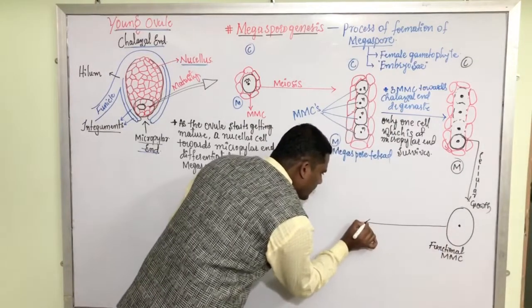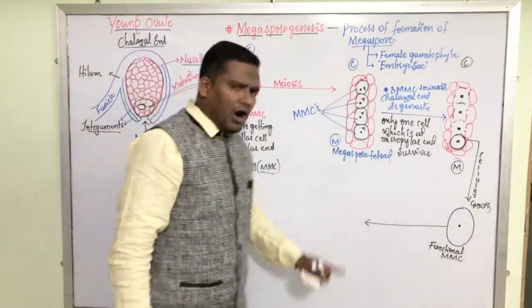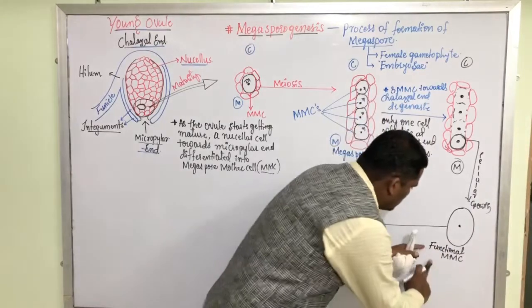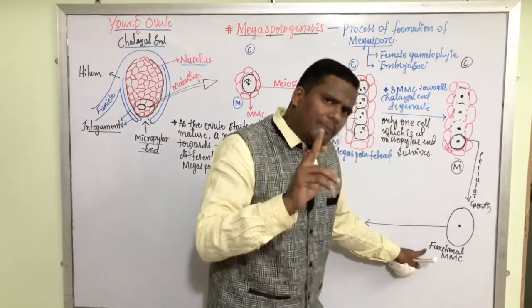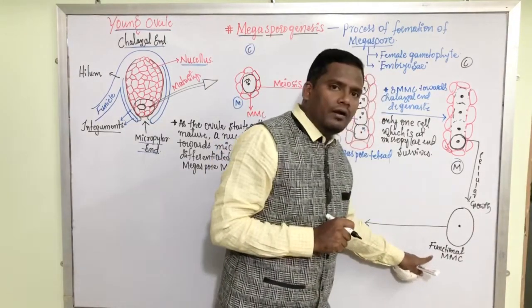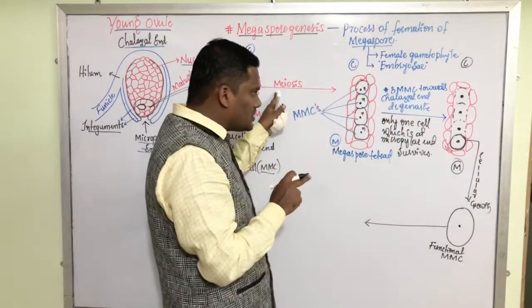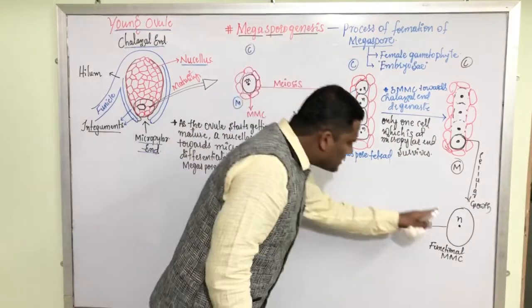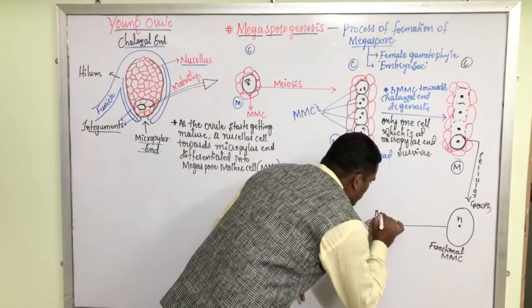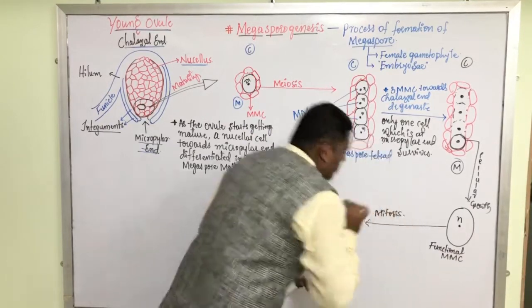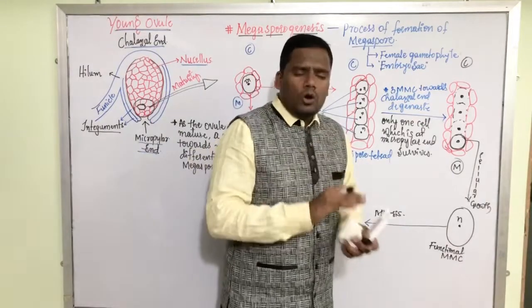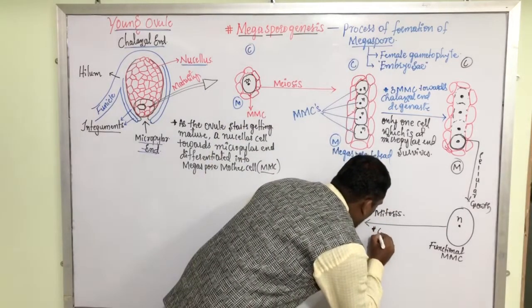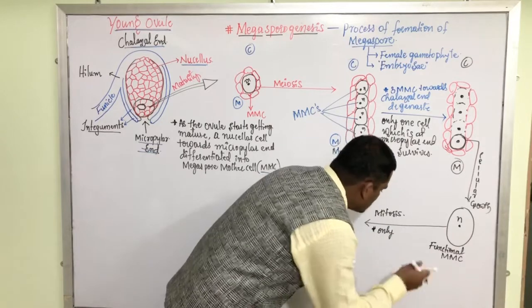After this, the functional megaspore mother cell performs a series of mitosis. Now, you people can answer this. This functional megaspore mother cell, is it haploid or diploid? It is the result of meiosis. That means definitely it is a haploid cell. This haploid cell undergoes mitosis. Here, complete mitosis will not take place. Incomplete mitosis takes place, that means only karyokinesis will take place.